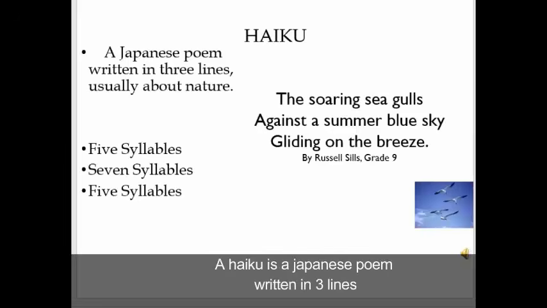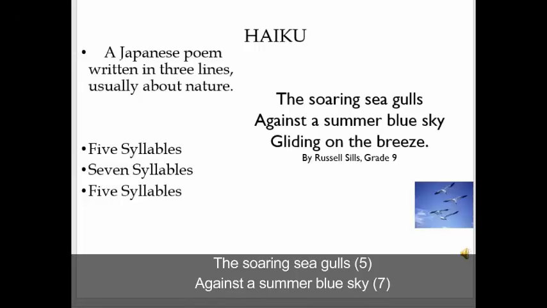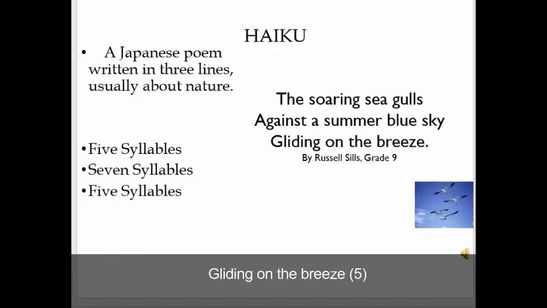A haiku is a Japanese poem written in 3 lines using 5-7-5 syllables, and it's usually about nature. The soaring seagulls, 5, against a summer blue sky, 7, gliding on the breeze, 5. So a haiku is 3 lines using 5-7-5.